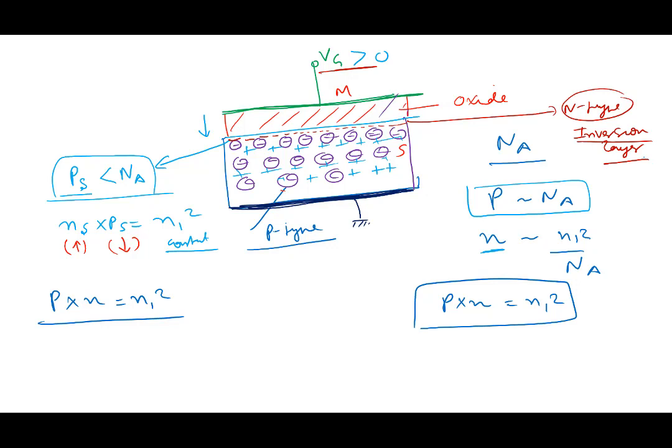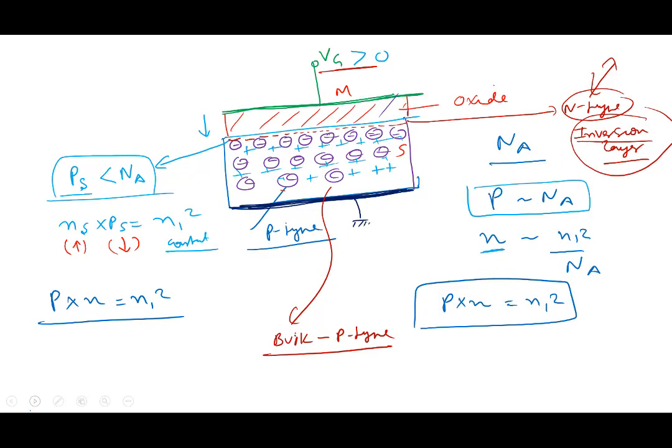Normally the semiconductor is p-type. But by applying a gate voltage, we pushed all the holes away and we accumulated electrons at the surface. The surface has now become n-type. So the bulk is p-type, all of this is p-type, but the surface we have converted into n-type. That's why we call this an inversion layer.